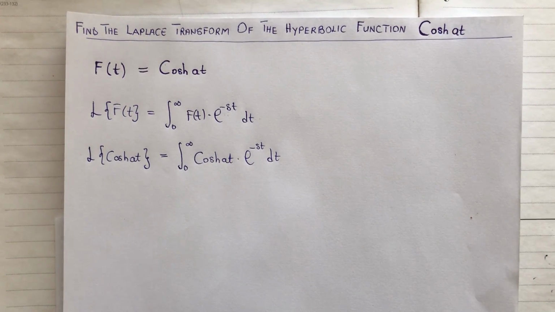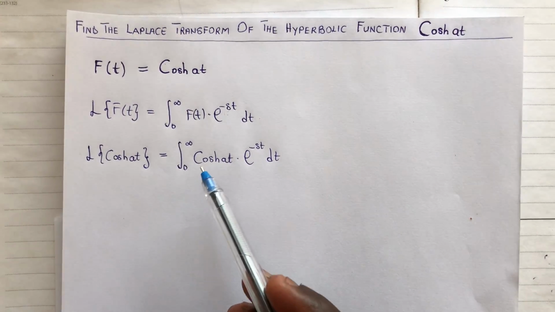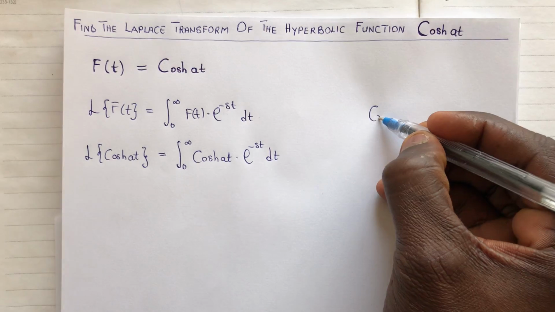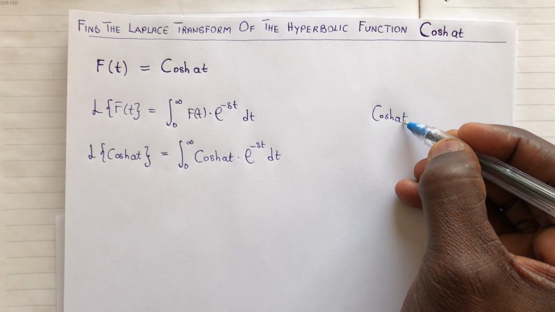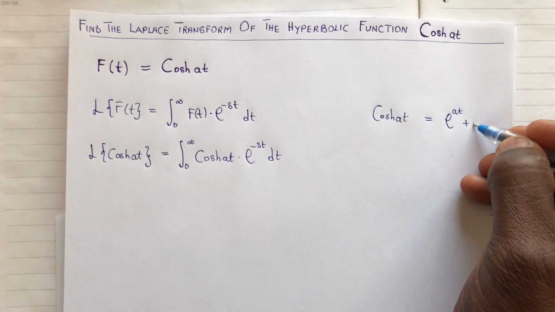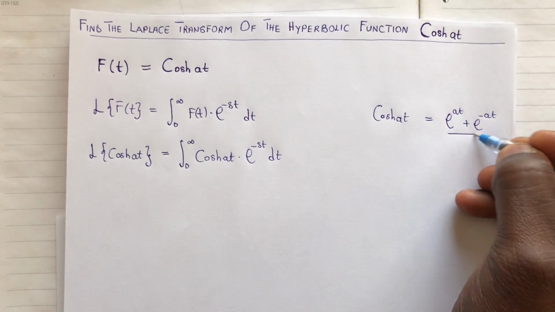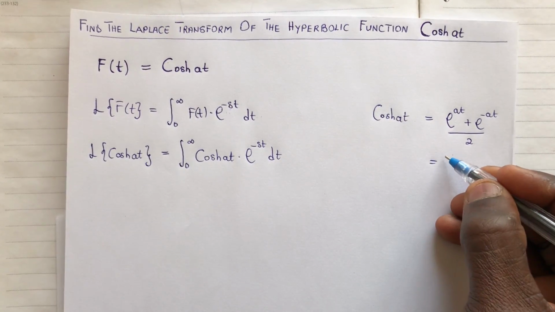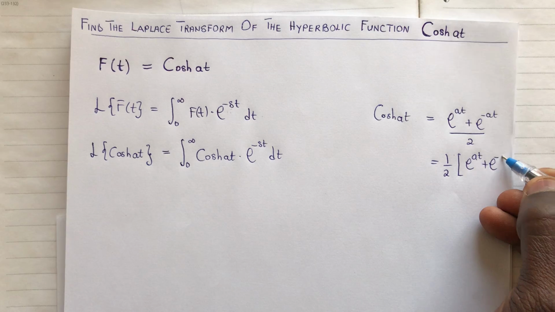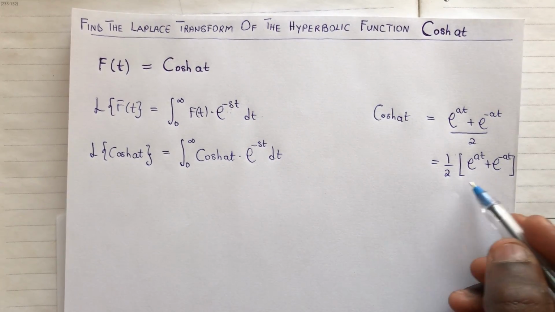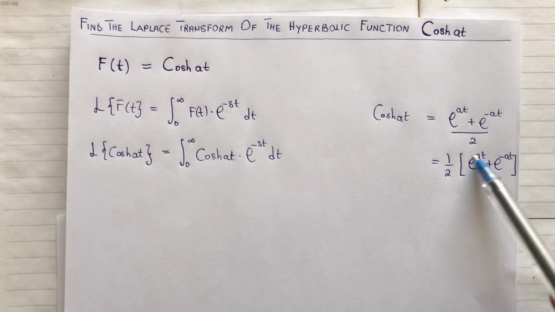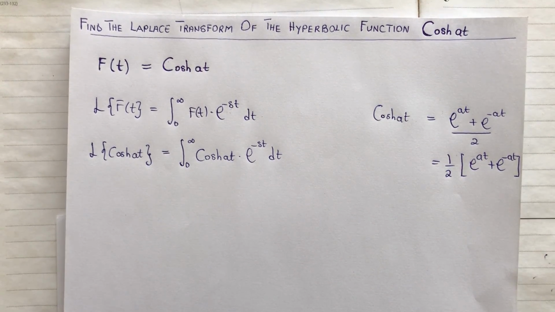Okay, but note that in hyperbolic functions, cosh at has a definition, so I will put it here. We know that cosh t, let me work with at, so I'm working with cosh at. So cosh at is equal to the exponential function e to the power at plus e raised to the power minus at all over 2. Some people also put it as 1 over 2 times e raised to the power at plus e raised to the power minus at. Okay, so we can also use this one. So now let's focus on the first one. So we just substitute this to represent cosh at and we can continue with the calculation.